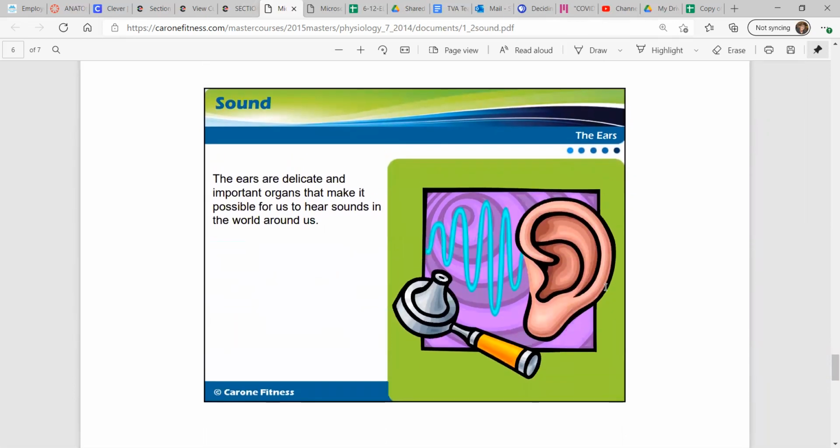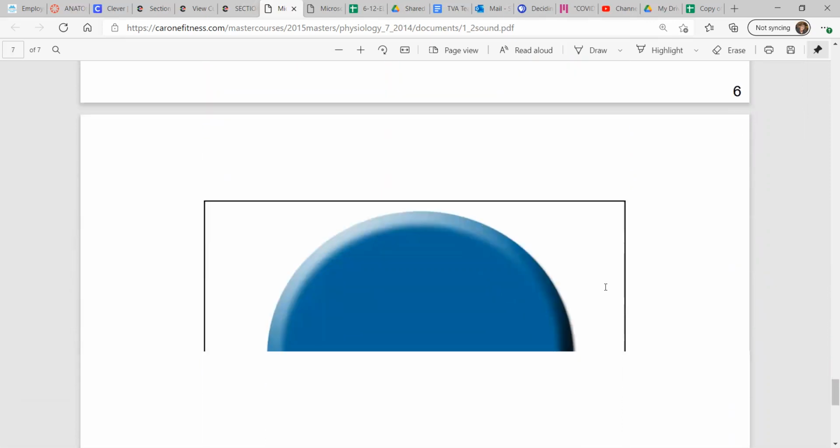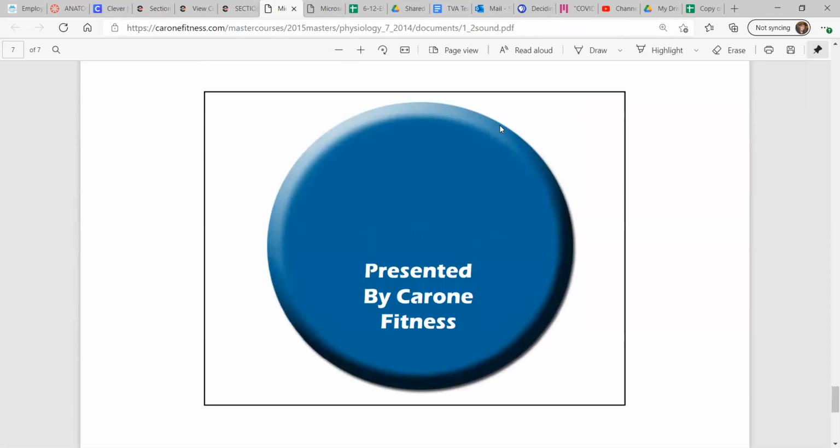The ears are delicate and important organs that make it possible for us to hear sounds in the world around us. And that's it for sight and sound.